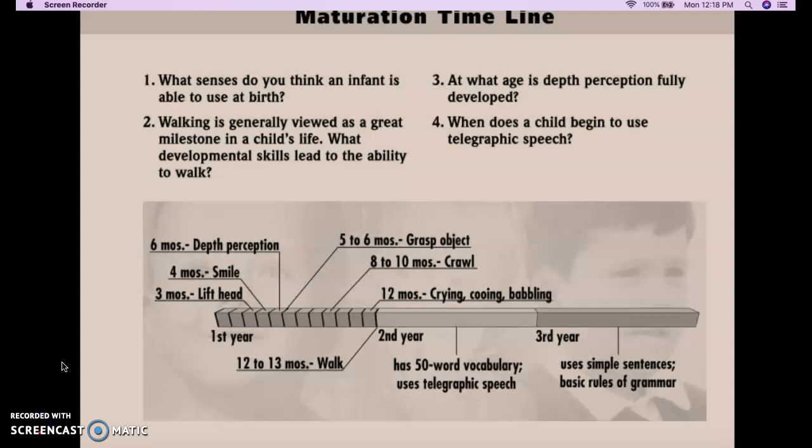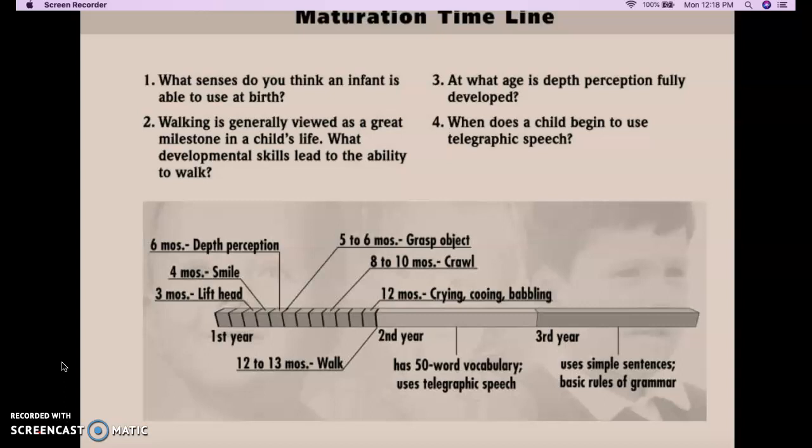For number 1, what senses do you think an infant is able to use at birth? This one would have been hard to get maybe from the chart, but if you look through the book at all, the answers are seeing, hearing, smelling, and responding to their environment. So babies are born equipped with a lot of really great reflexes and senses to help them survive in the world.